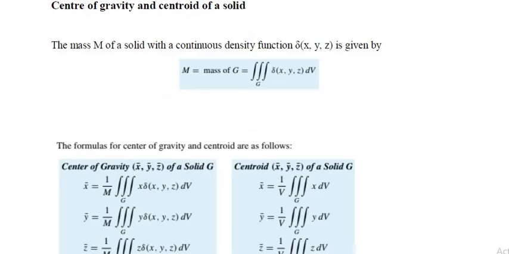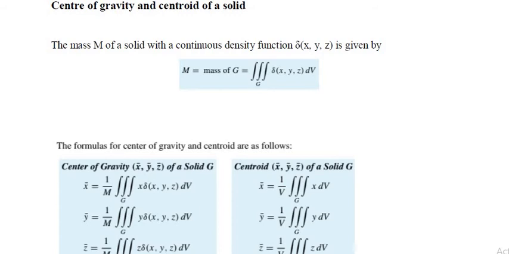Now let's see the next section, the center of gravity and the centroid of a solid. The mass of a solid with continuous density function delta of x, y, z is given by m, which is equal to the mass of G, which is equal to the triple integral of delta of x, y, z dV.